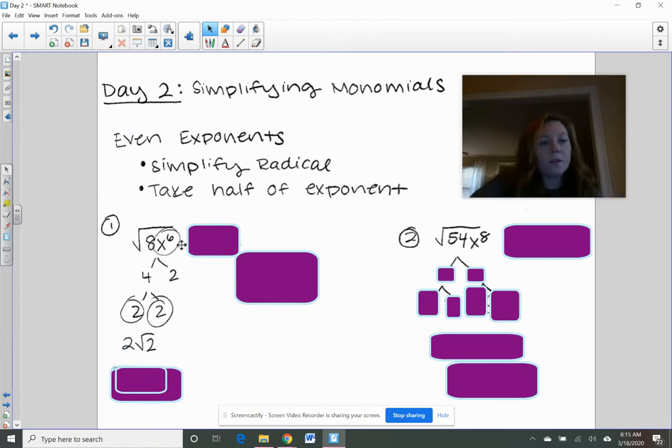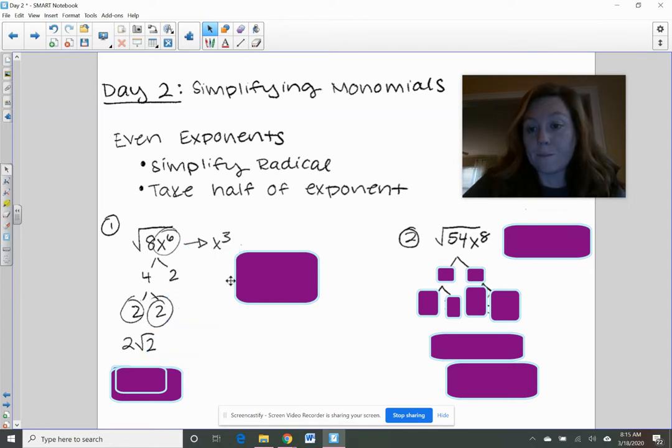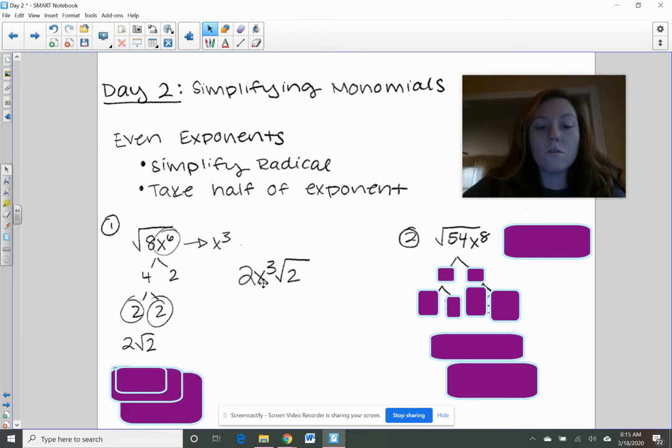Now I just have to deal with this x to the 6th. Evens are easy. All I'm going to do is just take half of the exponent. So 6 divided by 2 is 3. So the square root of x to the 6th is x to the 3rd. That's it. And then I just have to put my two answers together. Since this 2 is outside of the radical, it's going to go with the x cubed: 2x cubed radical 2.